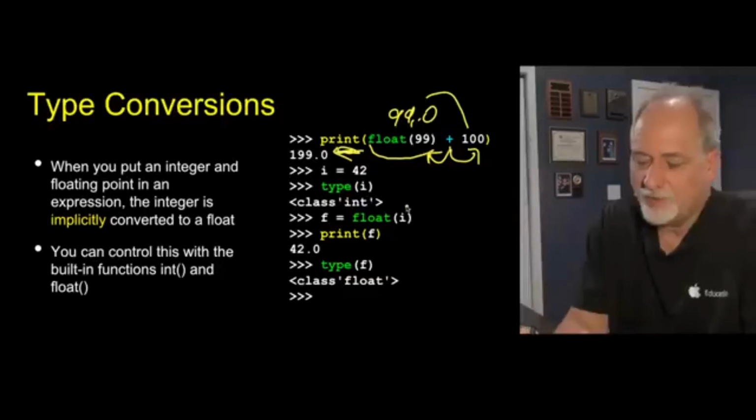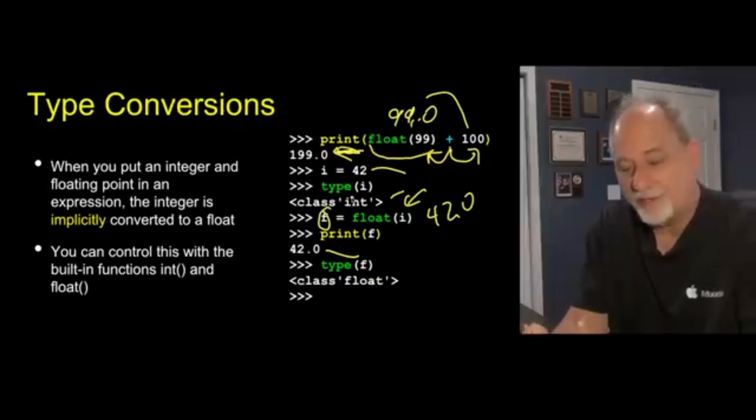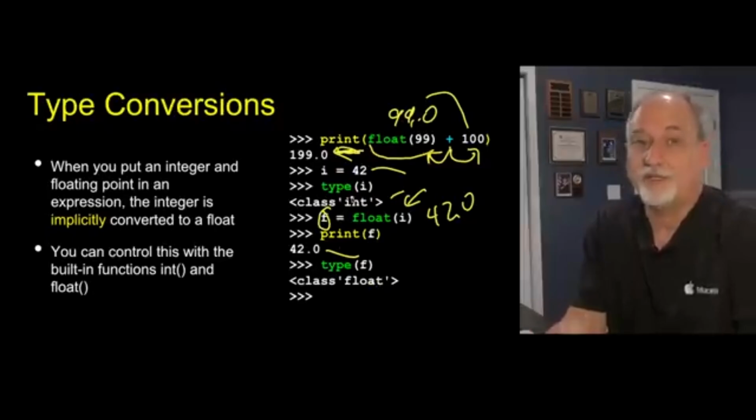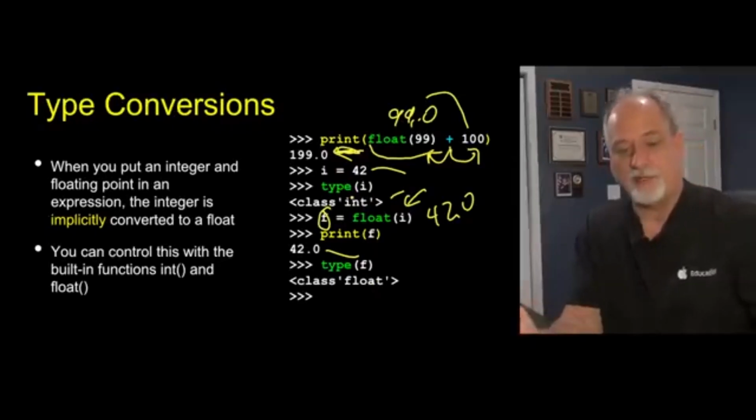I can also pass into the float function this variable i, which has a 42, also an integer, and give me back a floating point. So that'll be 42.0. Pass that into f, we print it out, and it is indeed 42.0, and it's a float. And so it knows the type and value in any variable. This is an integer, a value 42. This is a float, a value 42.0.